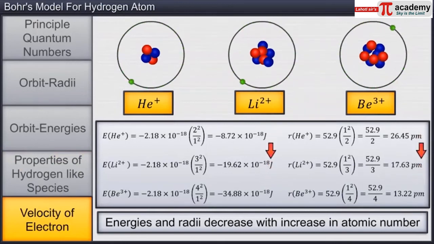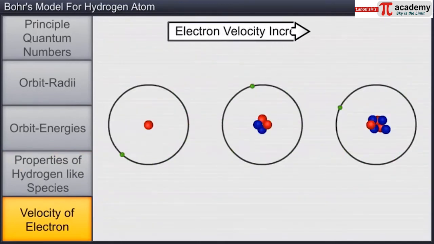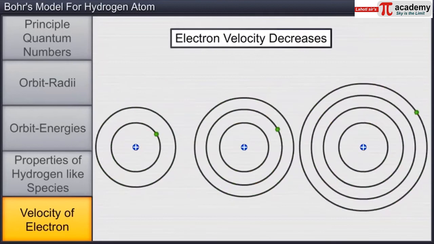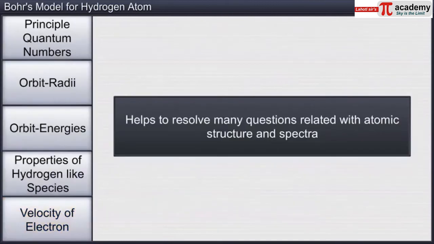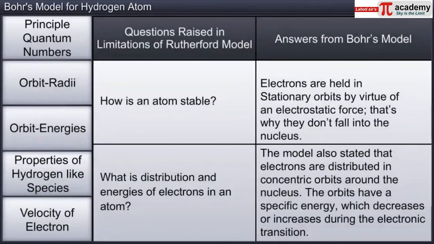Bohr's theory also states that the magnitude of velocity of electron increases with increase of positive charge on the nucleus, that is, increase of atomic number, and decreases with increase of principal quantum number. Although Bohr's theory is not based on the modern quantum mechanics, it helps to resolve many questions related with atomic structure and spectra. For example, it provides explanation for main limitation of Rutherford's model, the stability of an atom.